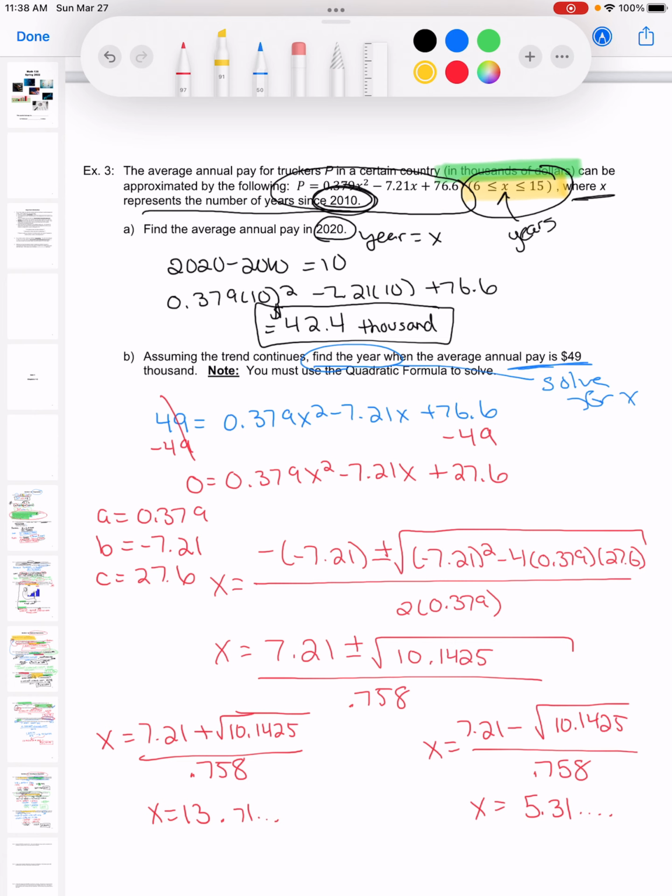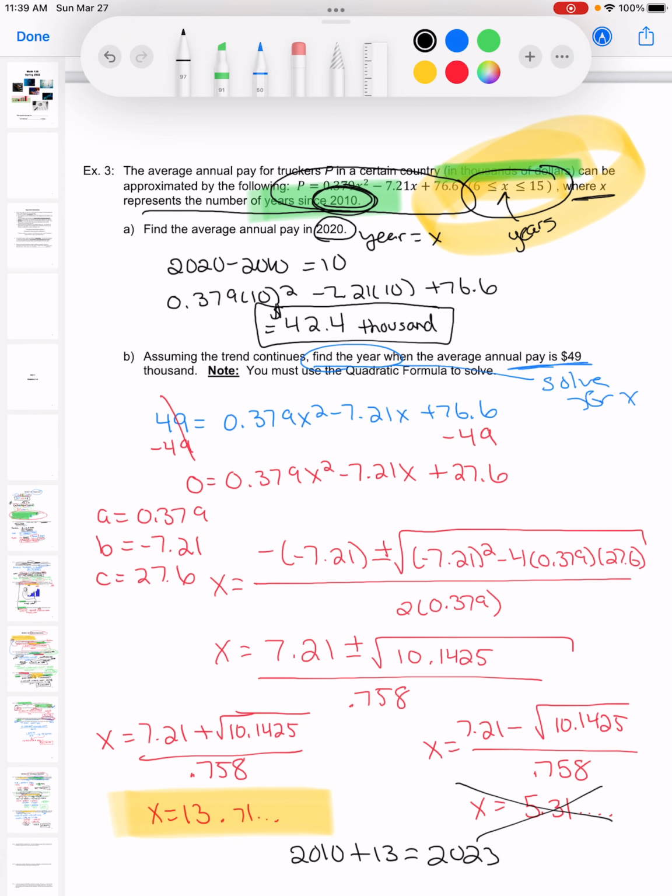And this is where what I went over earlier becomes important. We want the answer that's in between 6 and 15. So the only one that's in between 6 and 15 is the 13. This other one is less than 6, so I don't want that. So remember, we're not going to round our years. So we're going to do 13. And I was starting up in 2010 per my direction. So 2010 plus 13 is going to be equal to 2023 as my final answer.